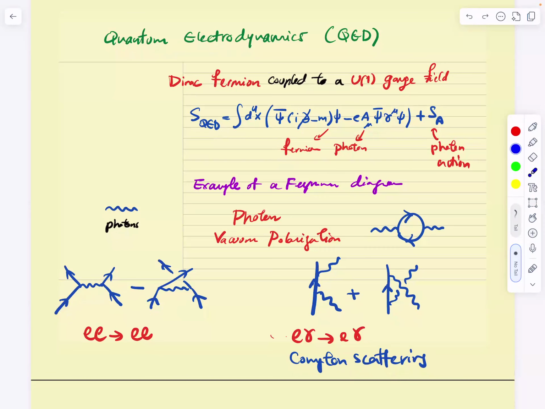What are the Feynman diagrams? What's the Feynman diagram content of it? It's the propagator for the photon, mu nu. What was this? This is that projector P mu nu to the transverse direction, over k squared plus minus i epsilon.